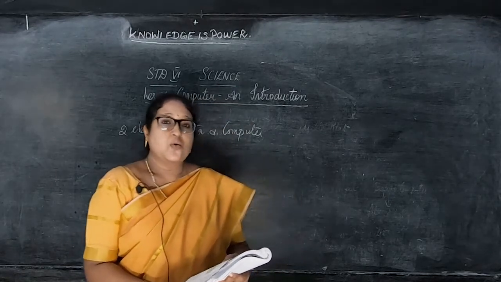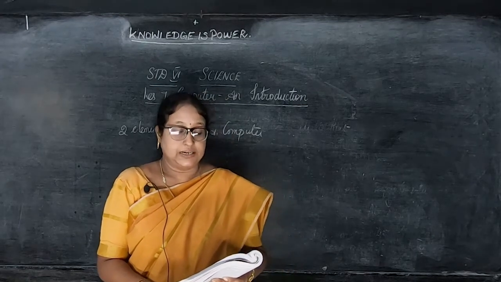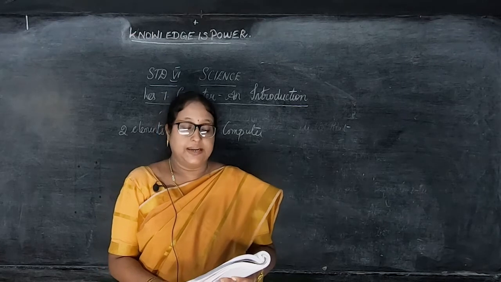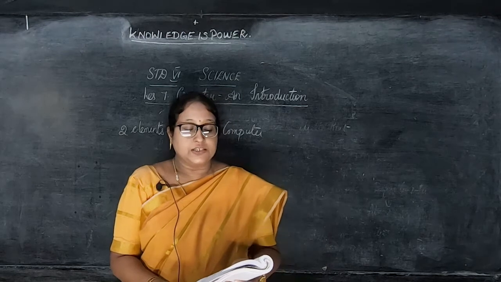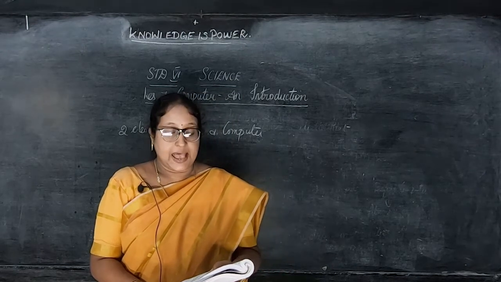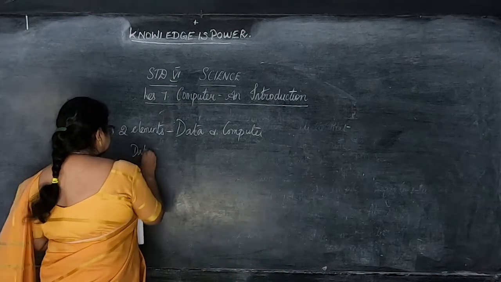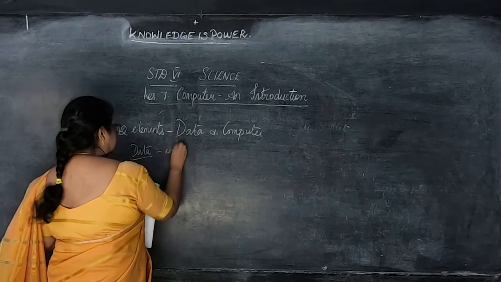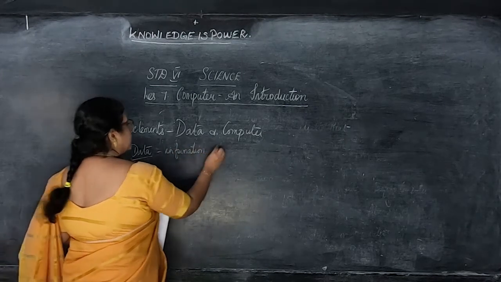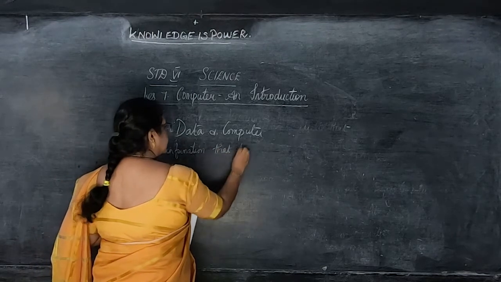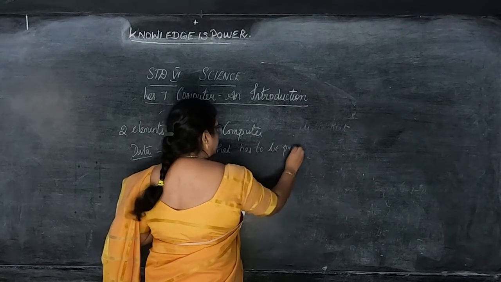Mala said, sir, what is meant by data? Teacher said, data is the information that has to be processed. It cannot be used directly by us. Generally, it is in the form of numbers, alphabets and images. So, what is data, children? Data is the information that has to be processed.